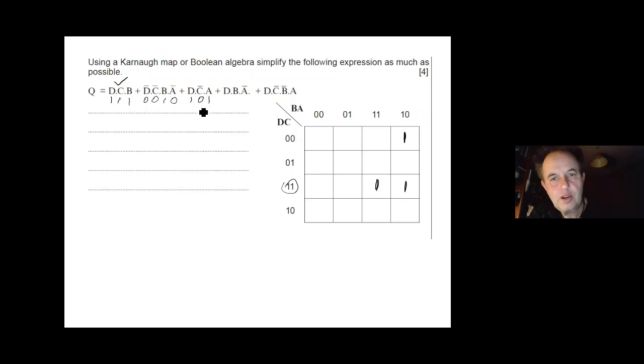So I'm looking for 1-0 on the DC line. So a DC line is 1-0 on this line. And where the A's are, so A is on that one, and it is on that one.